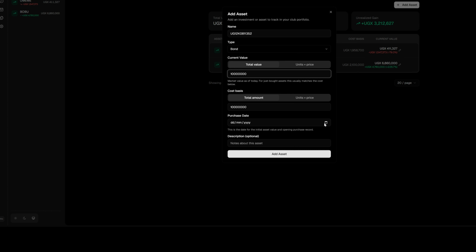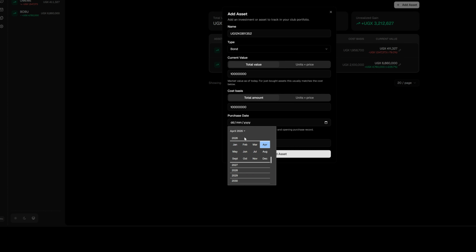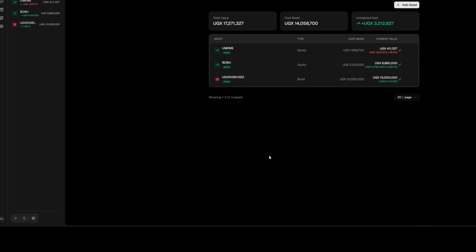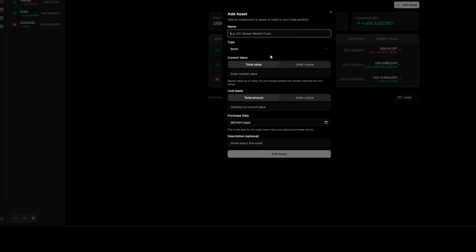I'll enter the purchase date. Let's see, that was last year, September 9th. And then I'll add my asset. In case the club buys another bond, the admin can record the second bond the same way, but with a different name, and maintain the type as bond.